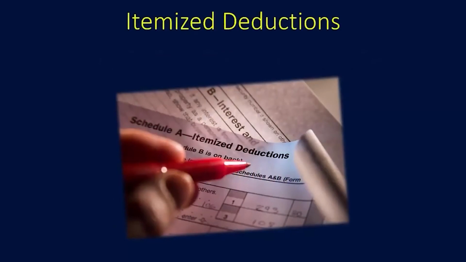Well, congratulations. We're at the point where we can flip the Form 1040 over onto page 2 and we'll start covering itemized deductions. Itemized deductions are reported on Schedule A.